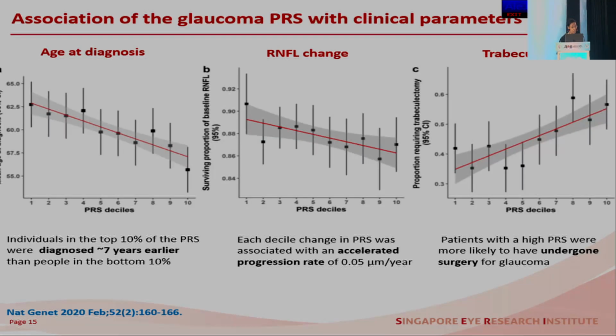And what they found was patients that had the highest polygenic risk score were diagnosed with glaucoma earlier. And they also found that with every decile change in the polygenic risk score, this was associated with an accelerated progression rate on the RNFL change. And also patients with the highest genetic risk score were more likely to have undergone trabeculectomy surgery.